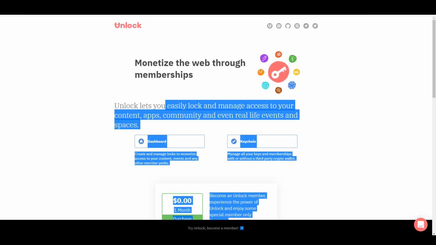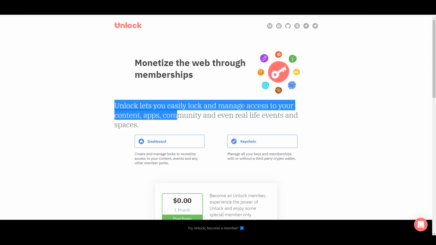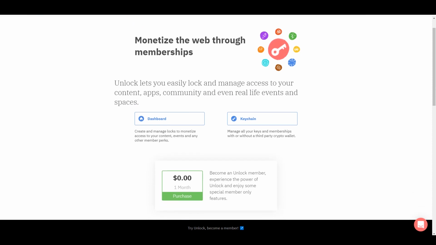If you go to the website, it lets you easily lock and manage access to your content, apps, community, and even real life events. So what does that mean? I'll explain this from the perspective of a content creator and of a user. As a content creator, you can create locks on your content, and then you can sell the keys to those locks to your users or subscribers for a price. So this is not a new thing for sure.